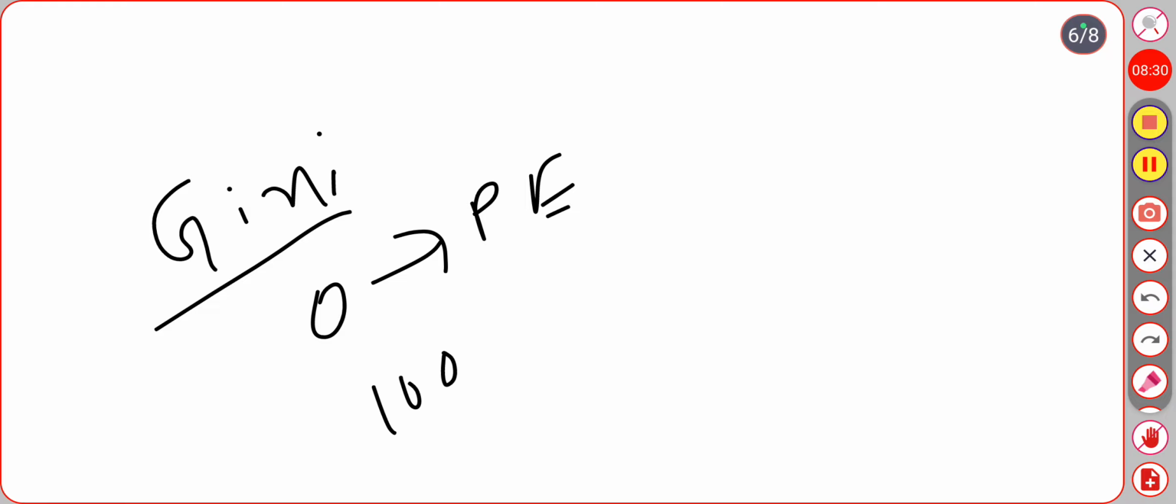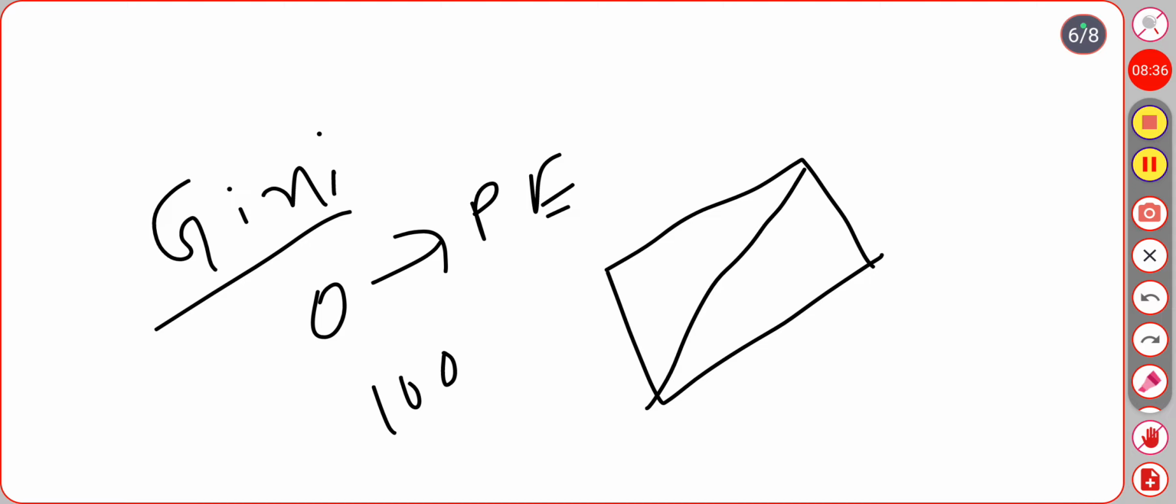So here we can show it in this way: this is the perfect equality curve. And as the Lorenz curve moves toward this equality curve, inequality also reduces.